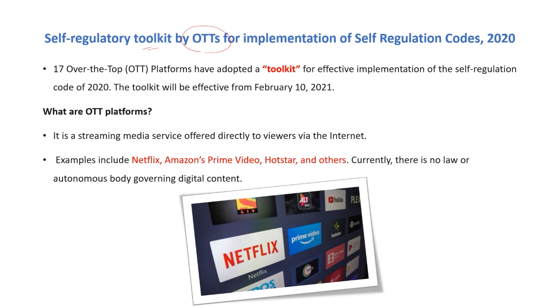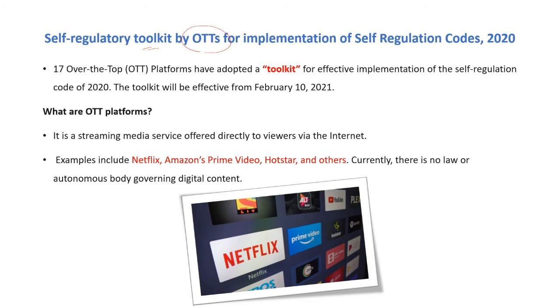So what are OTT platforms? Nowadays we are moving towards OTT platforms, which means we are moving towards internet movies and songs. During the Corona period, or during lockdown, we were not able to go to theaters. So people are used to seeing movies through Netflix, Amazon Prime Video, Hotstar, and others.